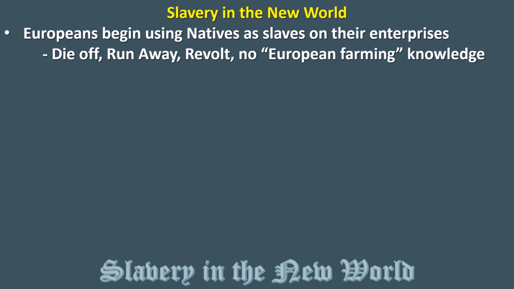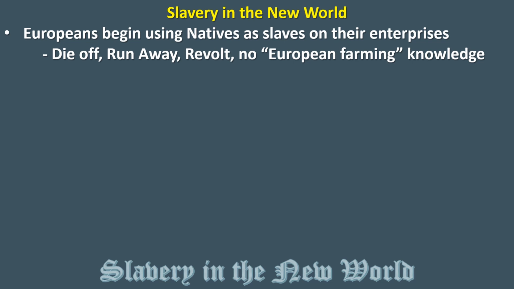They can just run away because they know the land, they know where every crook and creek and valley and swamp is, so they can just run away. Right? The natives can revolt because they have giant population centers that are already there who are already used to that, and there's more natives than there are Europeans, particularly early on in these European settlements.